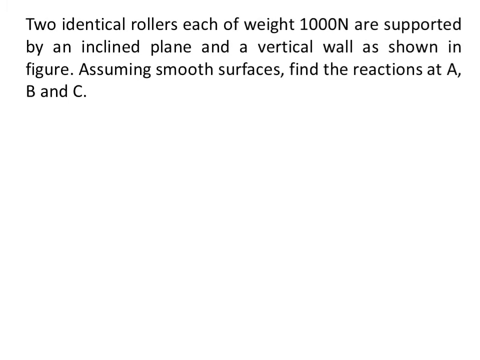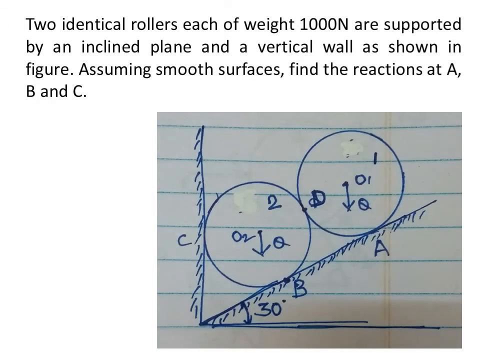We'll consider one problem. 2 identical rollers, each of weight 1000 newtons, are supported by an inclined plane and a vertical wall as shown in the figure. Assuming smooth surfaces, find the reactions at A, B and C. This is the given problem.